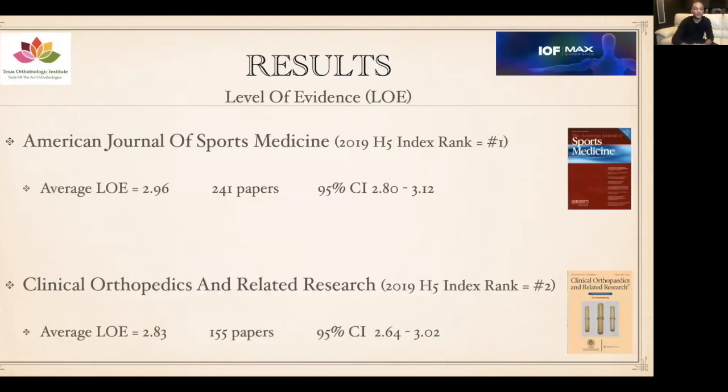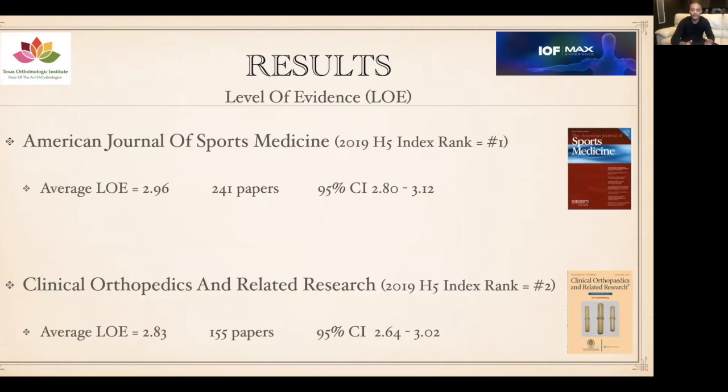And so these are the results. Starting with the American Journal of Sports Medicine, which was the number 1 ranked journal in 2019, we looked at 241 papers over those 13 months. The average level of evidence was 2.96, so just under 3. And you can see the 95% confidence interval was pretty tight, ranged from 2.8 to 3.12.